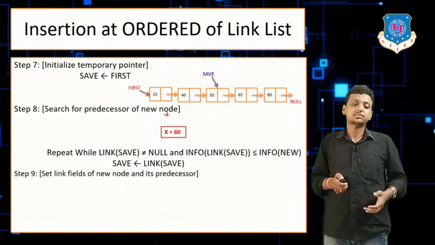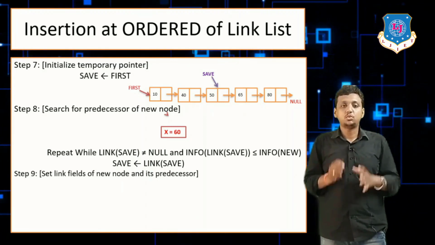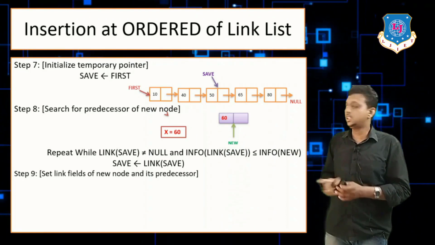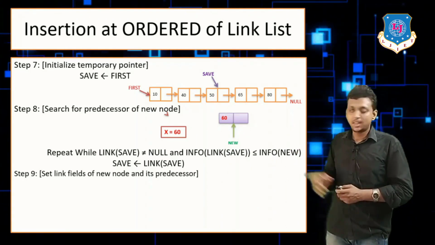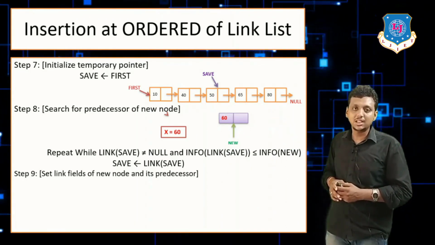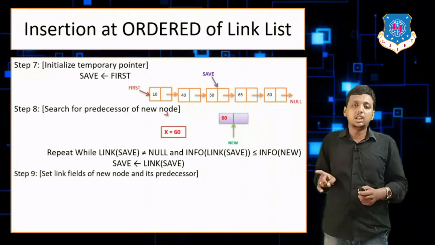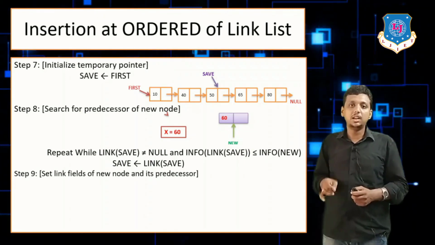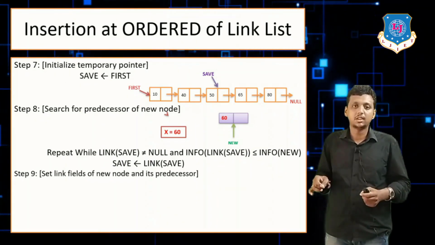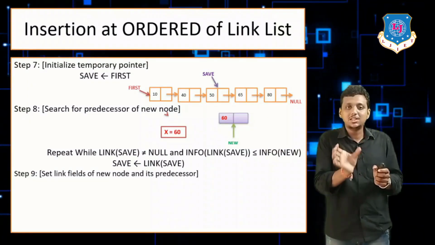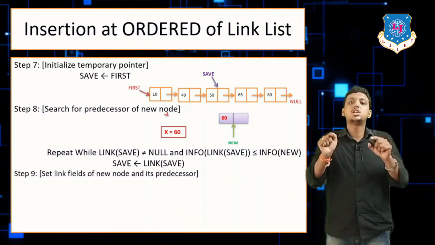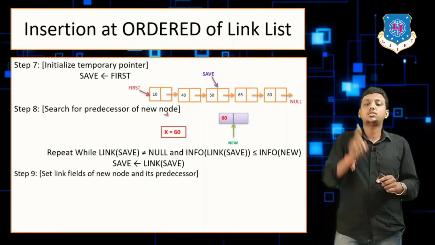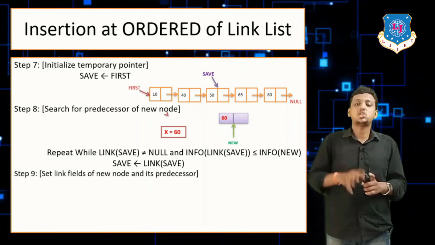Now the next step, which is a very important step. We just need to set the links of the new node. How will we do that? I just put my 60 in between 50 and 65. Now, remember one thing: for the insertion or any operation in a singly linked list or doubly linked list, whatever your new node is, you just need to assign the link of your new node first. Then think about the rest.